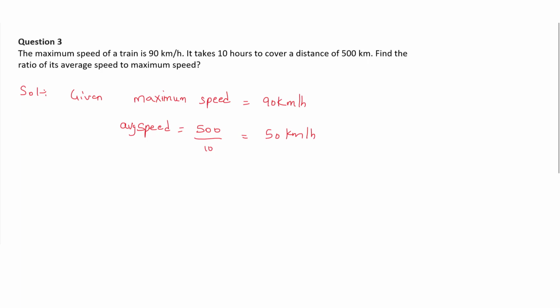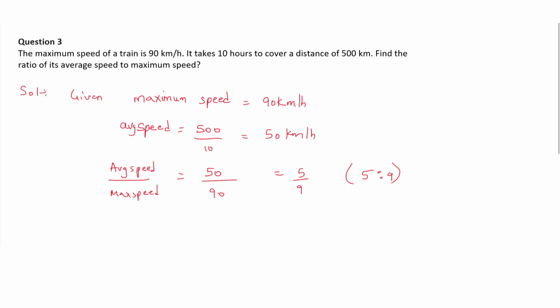Now they are asking us to find the ratio of average speed to maximum speed. Average speed to maximum speed, that will be equal to 50 by 90, that is 5 by 9, or you can say in ratio of 5:9. Okay, this is how you solve this sum.